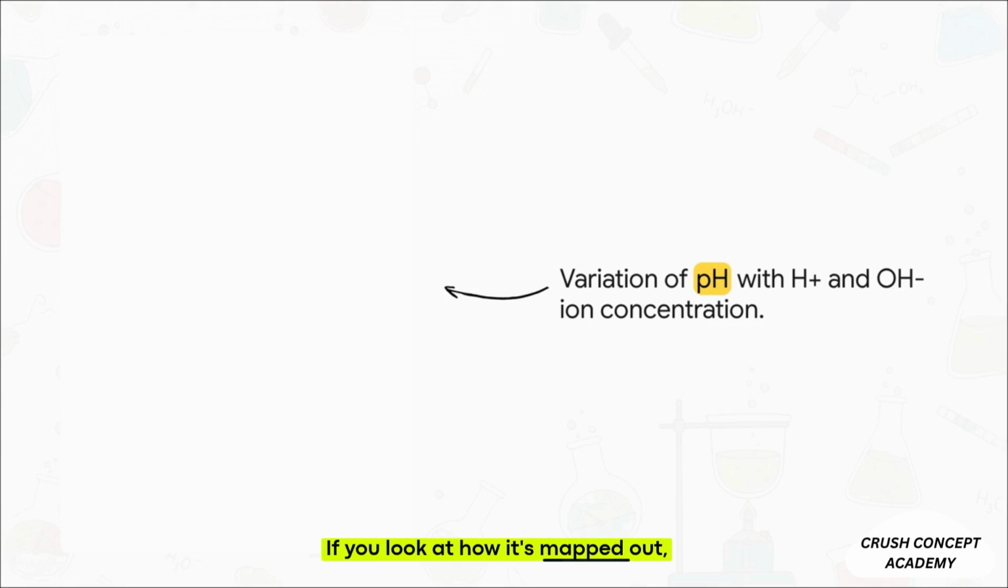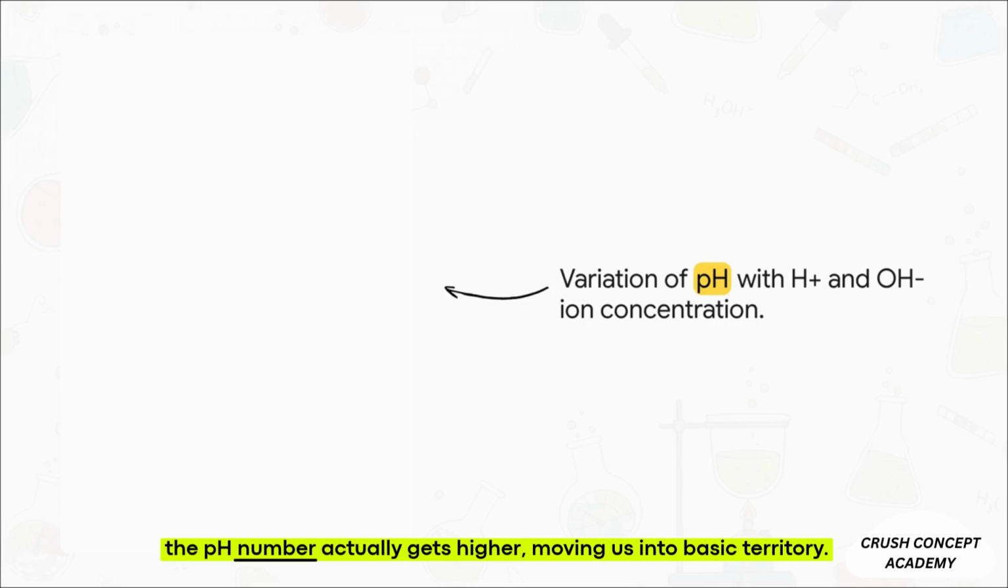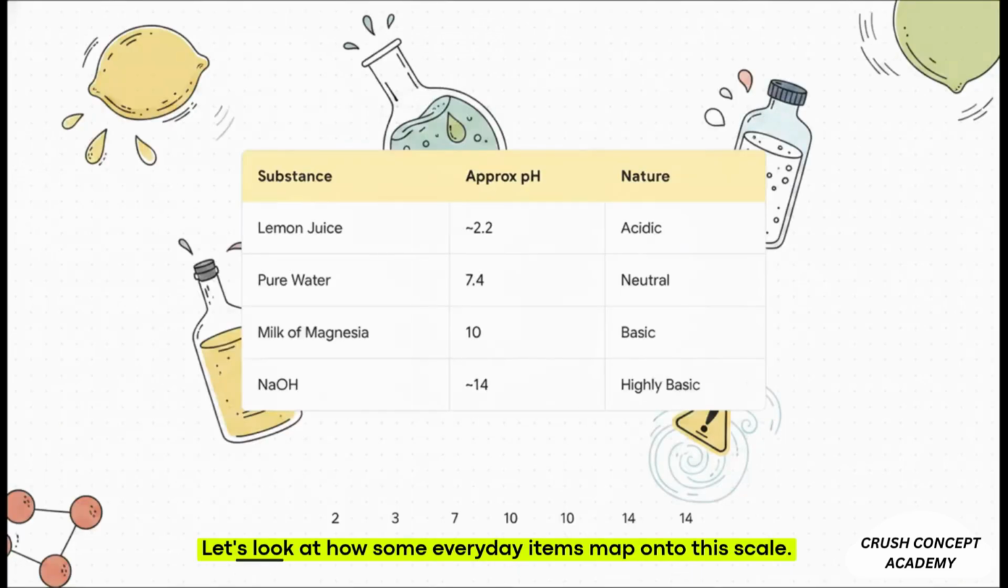If you look at how it's mapped out, notice how as the blue area representing hydrogen ions decreases, the pH number actually gets higher, moving us into basic territory. It's just a brilliant, simple visual tool to measure exactly how strong or weak any solution is. Let's look at how some everyday items map onto this scale.